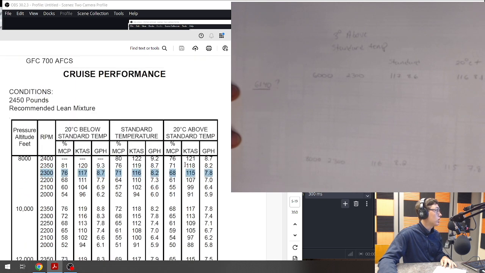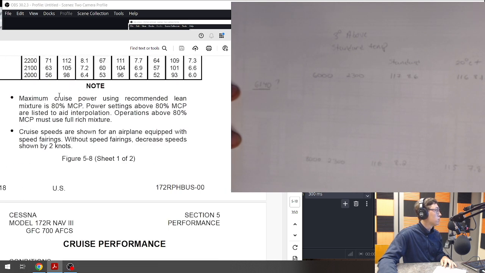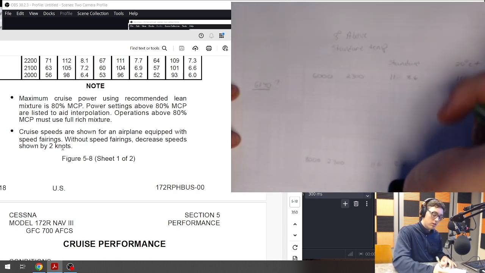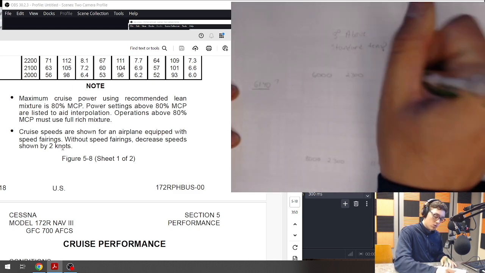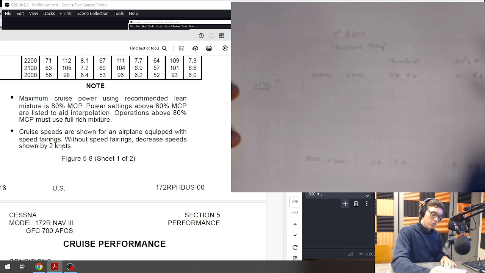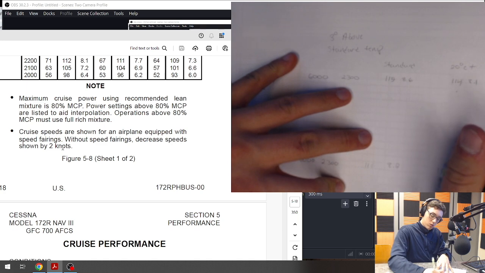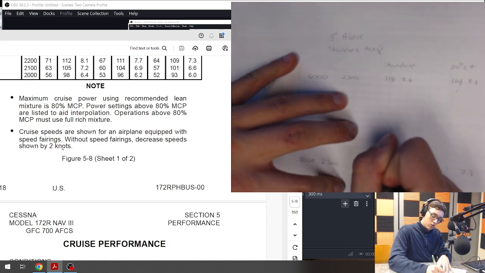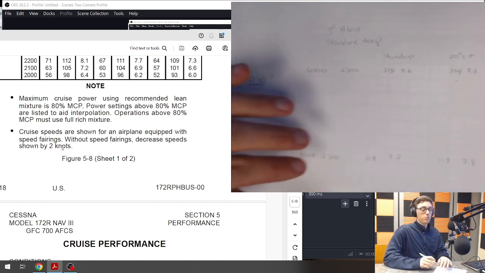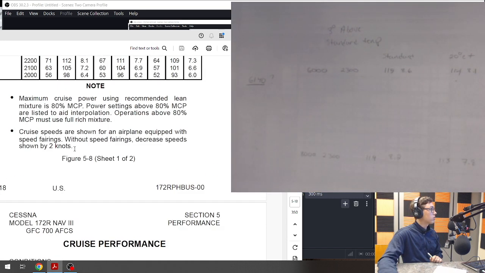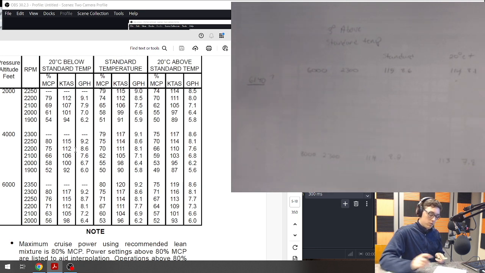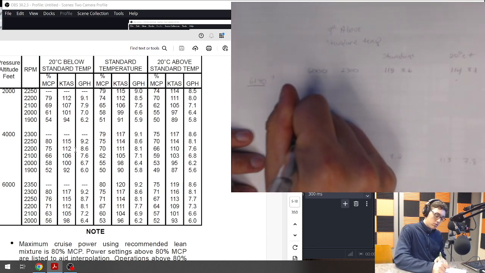Remember, we have to look at the notes. Cruise fairings, let's say we don't have cruise fairings, then we subtract 2 knots, so let's do that real quick. On our plane, we won't have a speed fairing. So 117, 116, 115 becomes 115, 114, 114, and 113. All right, decrease speeds by 2 knots. We looked at the notes, we listened to that, we did good.